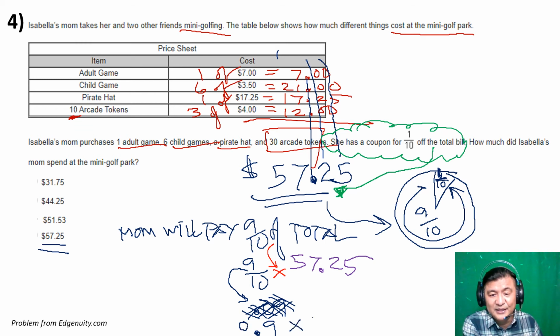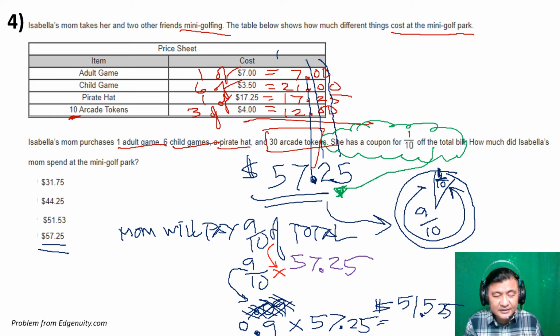Multiply that by 57.25. Okay, get your calculator. So 57.25 times 0.9, you will get, look at this number, dollar sign 51.525. Okay, can I see that in the choices?